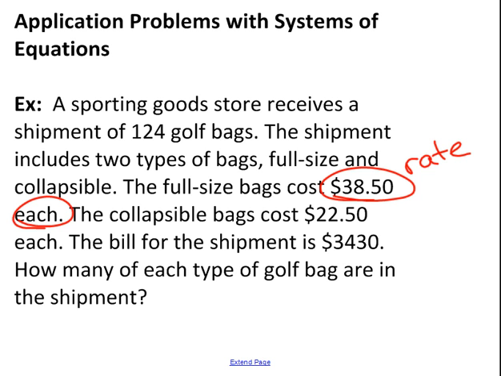Collapsible bags cost $22.50 each or per bag. This is also a rate. We have two different rates for two different types of bags. The bill for the shipment is $3,430. How many of each type?